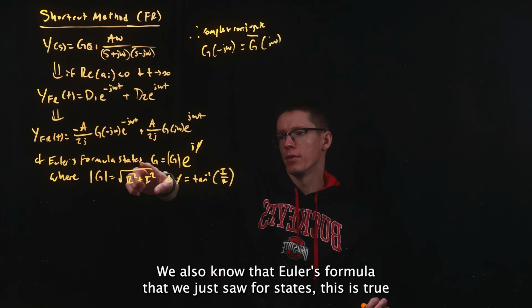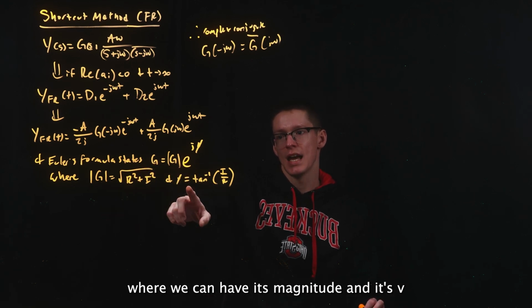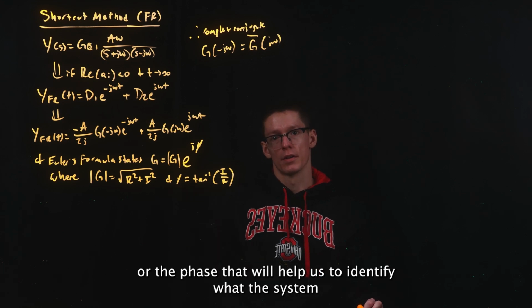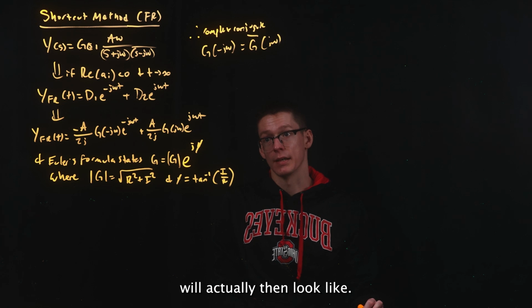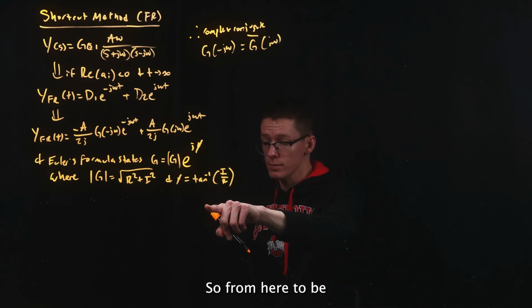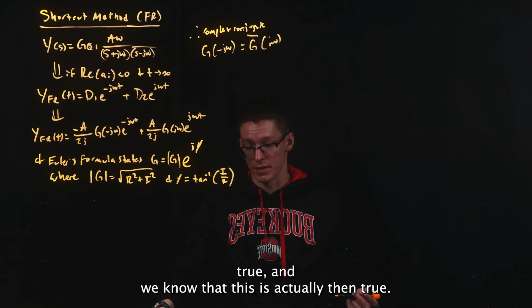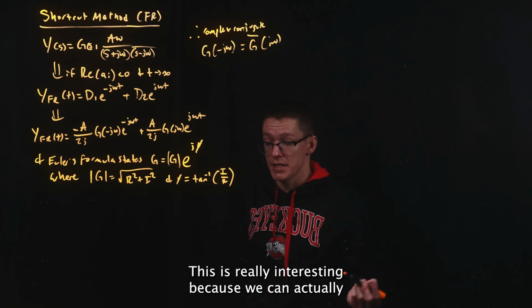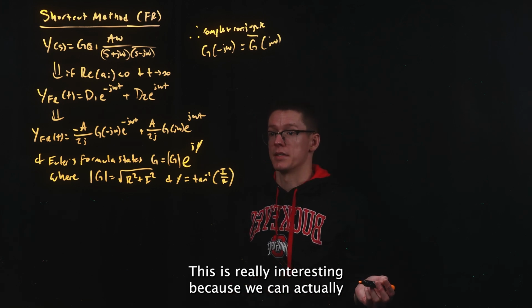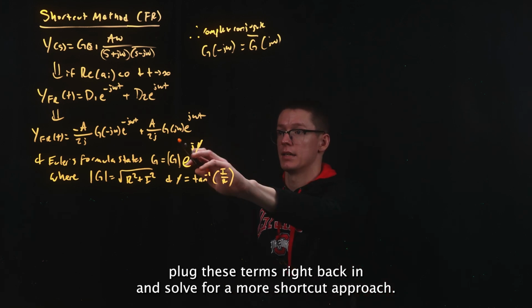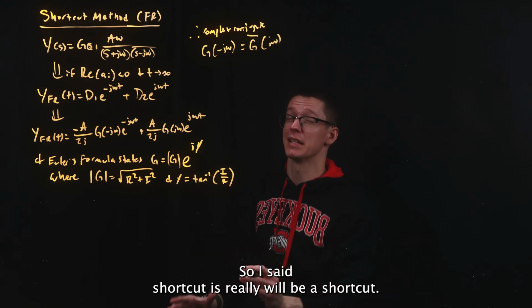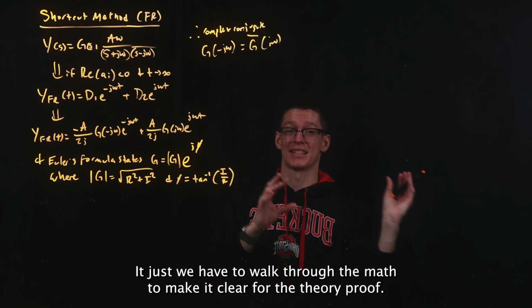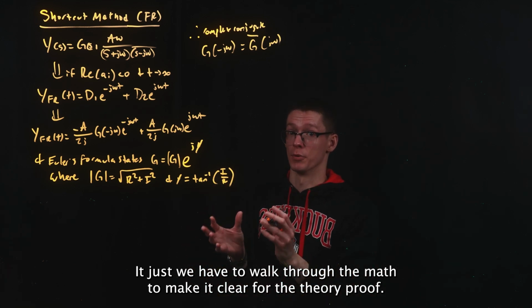We also know that Euler's formula that we just solved for states this is true, where we can have its magnitude and its phi, or the phase, that will help us to identify what the system will actually look like. So from here, we know that this is actually true, and this is really interesting because we can plug these terms right back in and solve for a more shortcut approach. I said shortcut, and this really will be a shortcut. We just have to walk through the math to make it clear for the theory proof.